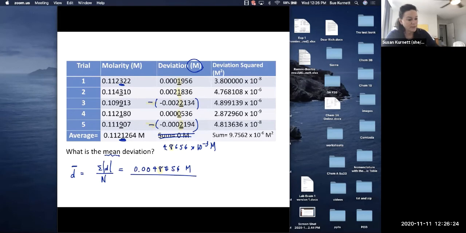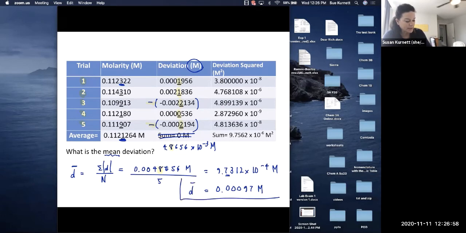And now I'm going to divide by, I have 1, 2, 3, 4, 5 trials. Let me divide that by 5. Oops. I need to say what I have here. And what I have here is the mean deviation. Put a box around it because there's a lot of work on that page. Questions?